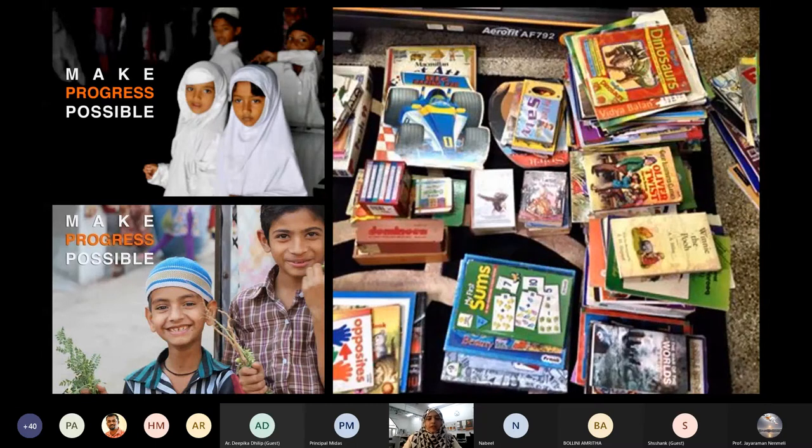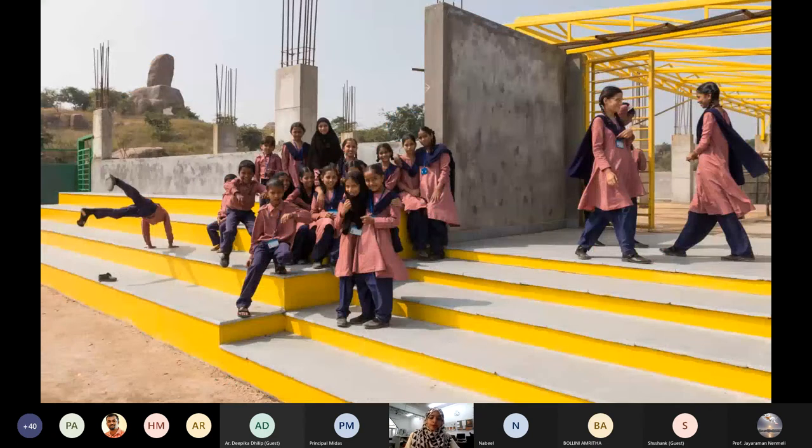And year on year, every year in the month of Ramadan, which is a charitable month of giving, we receive a lot of donations. We receive donations of sports equipment, educational toys, as well as people providing midday meals, and lots of monetary donations as well, not just from India, but from all over the world every year. So these are the students using the spaces.